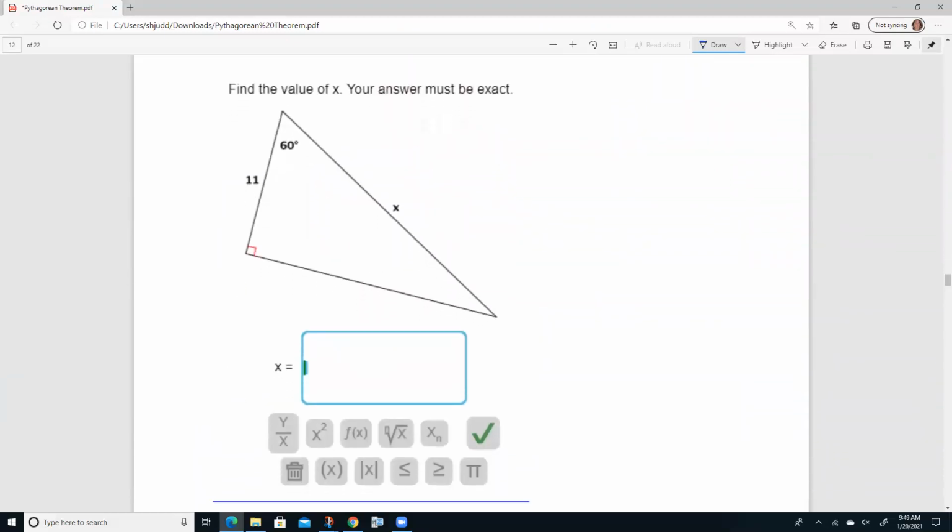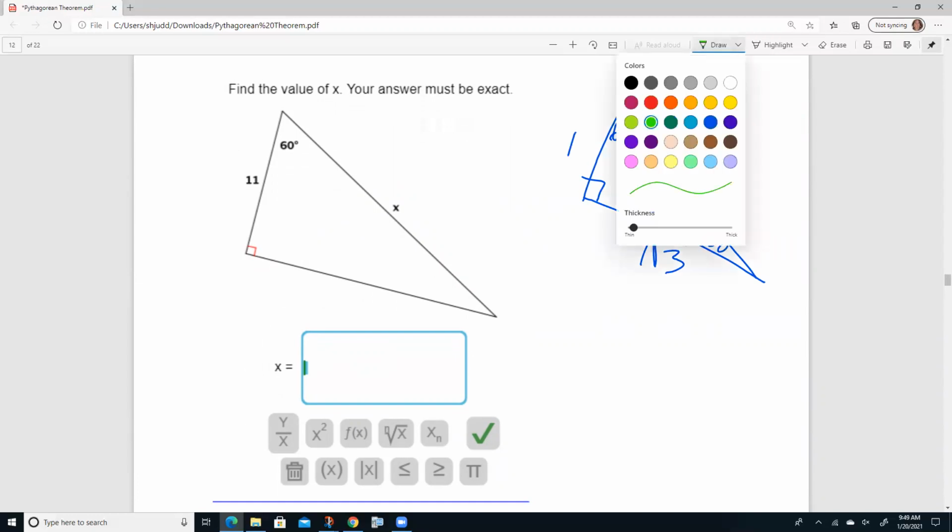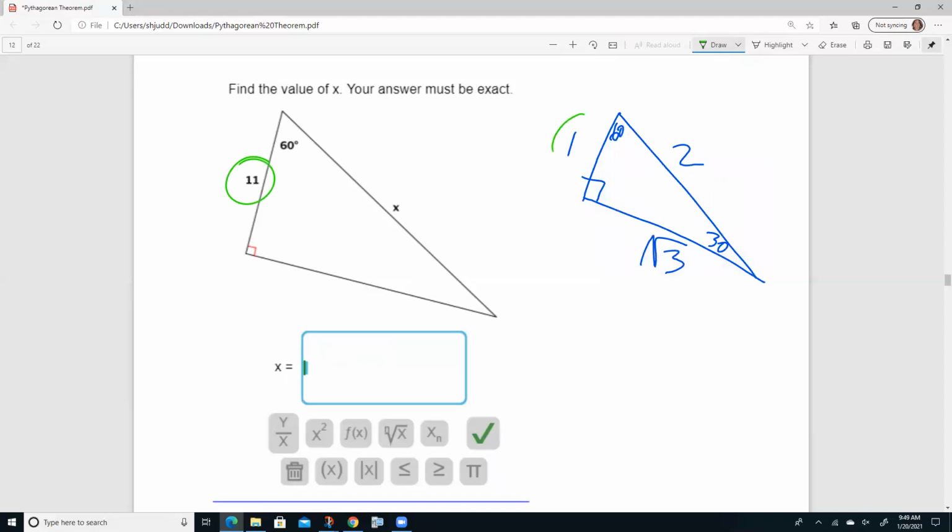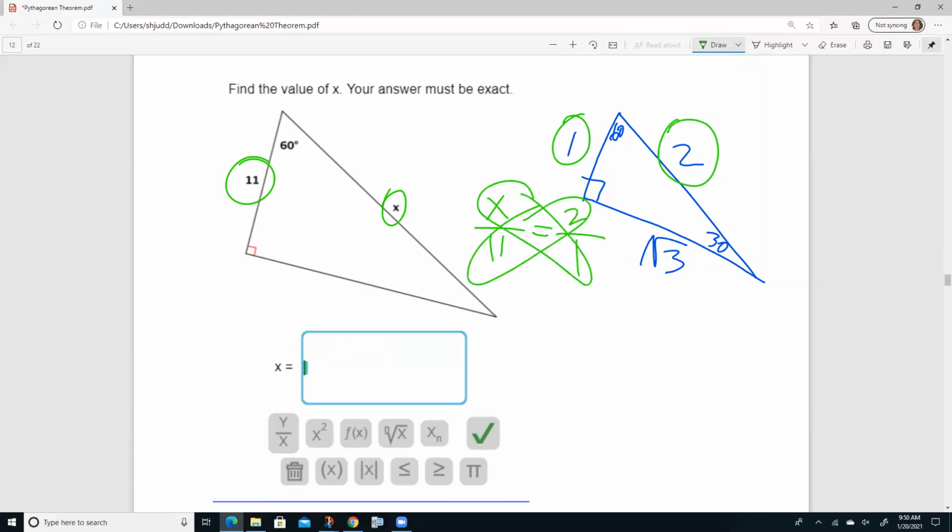All right, let's do another ratio on this one. Notice how whenever I draw my triangle, I'm reorienting it to be kind of matching. I have 1, 2, square root of 3. Now I see some corresponding pieces. I see 11 corresponds to 1. That's right, x over 11. So you said 11 corresponds to 1 and x corresponds to 2. So let's do our cross multiplication. x times 1 is x. 2 times 11 is 22.